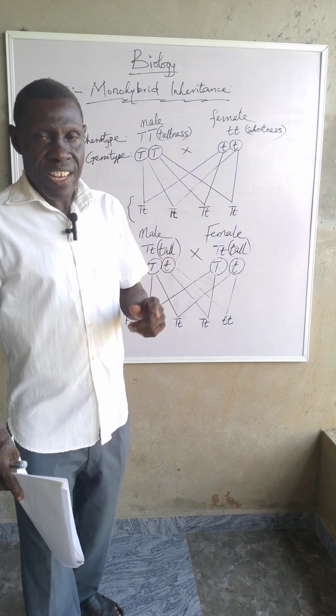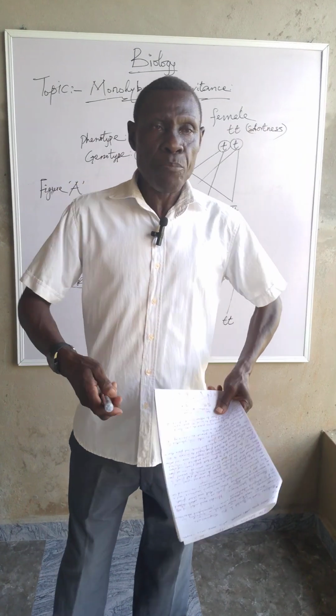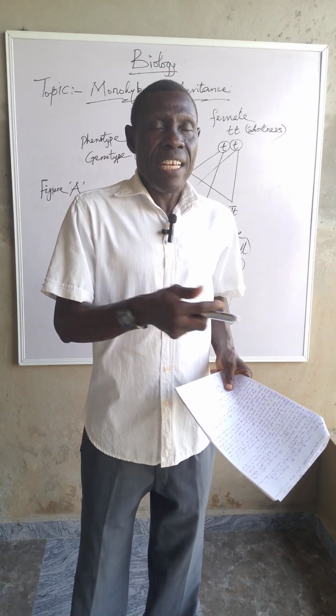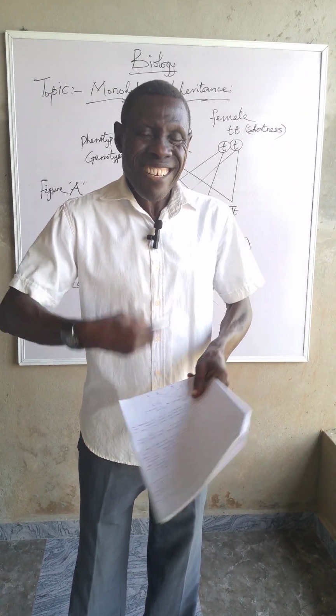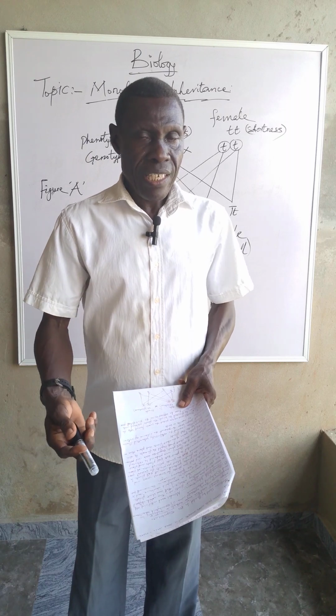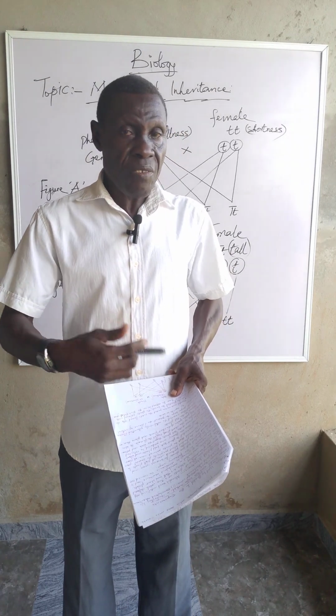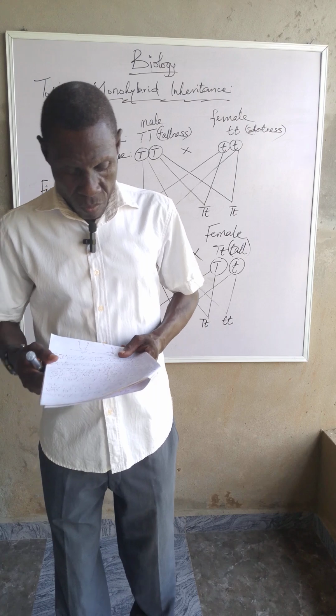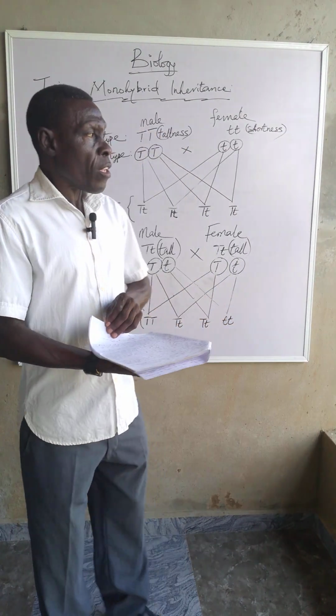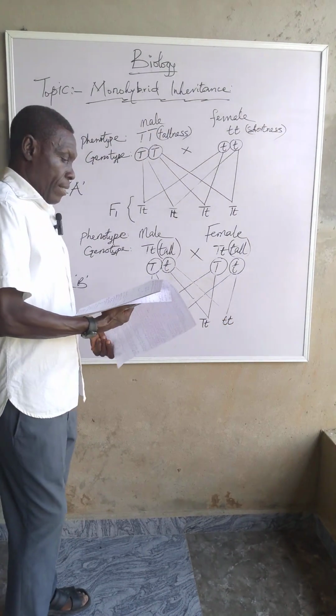The first filial generation. Let me put it in a local way. When a woman and a man marry, the direct children they produce are referred to as the first filial generation. All right. So we'll take that one as figure A.